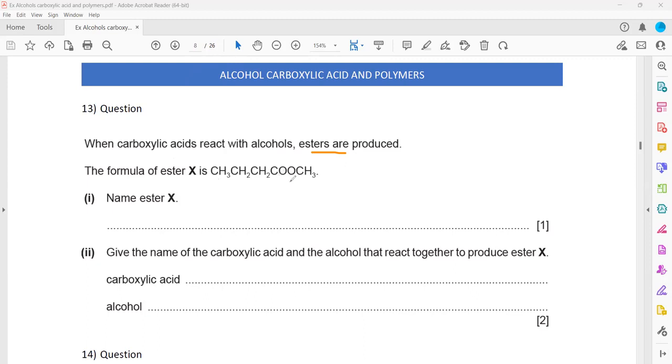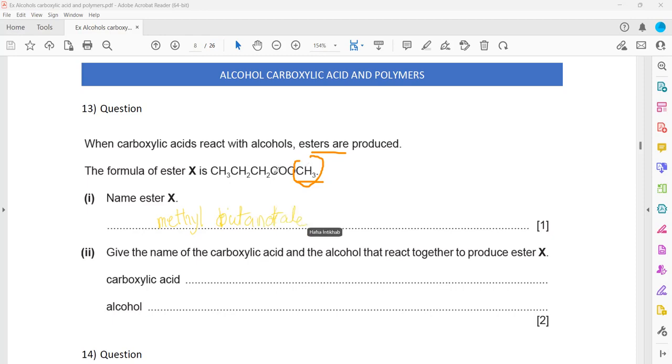Butanoate. So what's the name of the ester? Methyl butanoate. Because the part which is attached with oxygen, we name that first. One carbon is there, so that is why it is meth, and yl because of this part attached with oxygen.